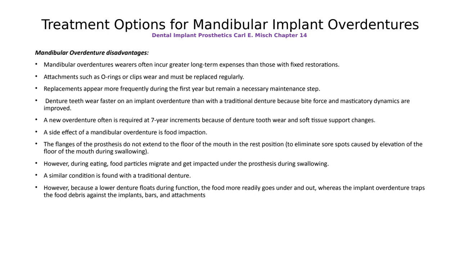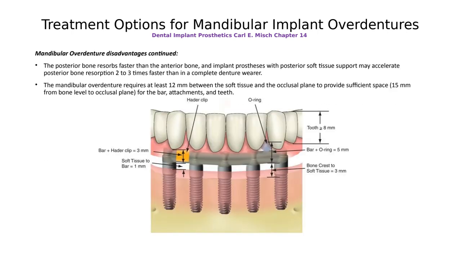A similar condition is found with traditional dentures. However, because the lower denture floats during function, the food more readily goes under and out, whereas the implant overdenture traps the food debris against the implant bars and attachments. So when we design the bar or the attachments for an implant-retained overdenture, we always have to keep in mind in the design that the patient has to be able to clean.